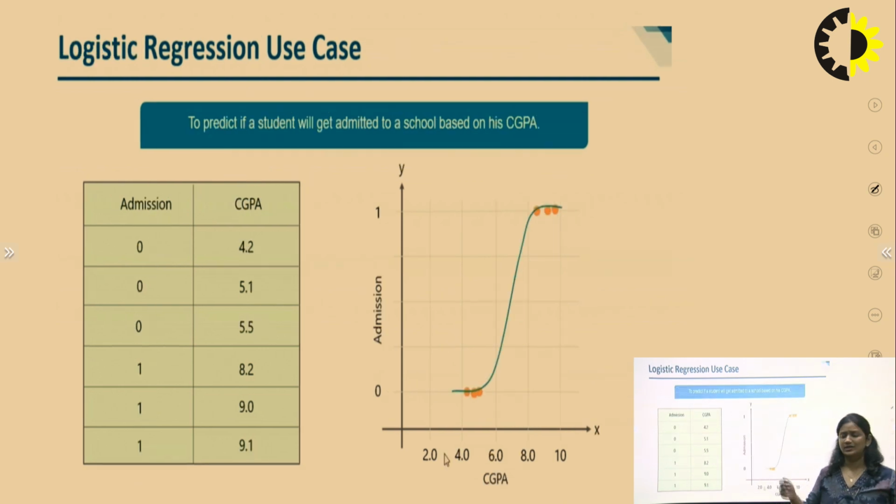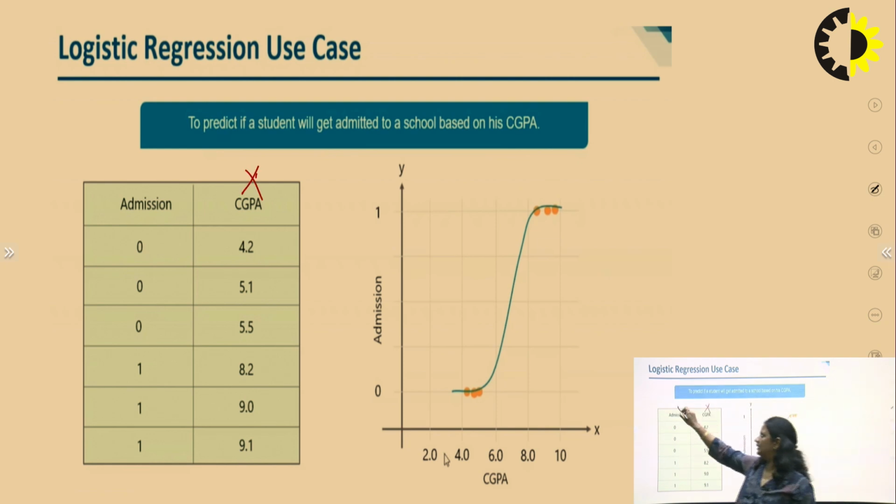Logistic regression use case, as we discussed, for example CGPA is the independent variable and admission is the dependent variable. Now the admission depends upon CGPA. If a student has a CGPA of 4.2, then there will be no chance to get admission in a particular university or college. If they have a CGPA of 5.1, then there is less chance the student will get admission, and if they have a CGPA of 8.2, then yes, there is a chance that the student will get admission.